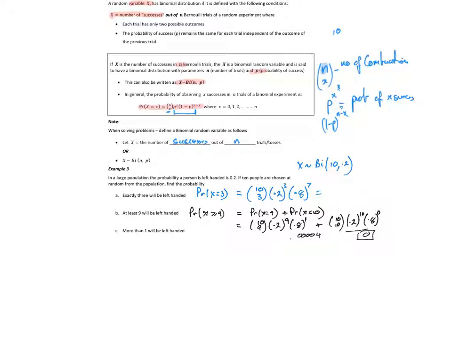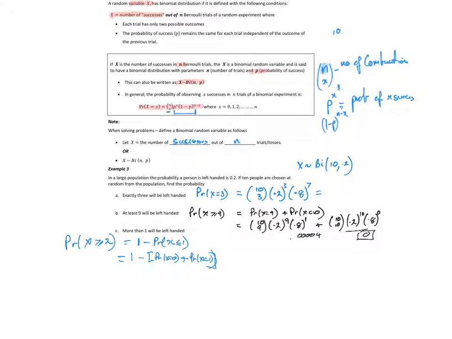Finally, more than 1. What is more than 1? So the probability of more than 1 is X is greater than, what if we put X is greater than or equal to 2? Because more than 1 means you can't have one person. So it's got to be either 2, 3, 4, 5, 6, 7, 8, 9, 10. So instead of counting up all those, what if we do 1 minus the probability that X is less than or equal to 1, which is going to be the same as 1 minus the probability that X is equal to 0 plus the probability that X is equal to 1.